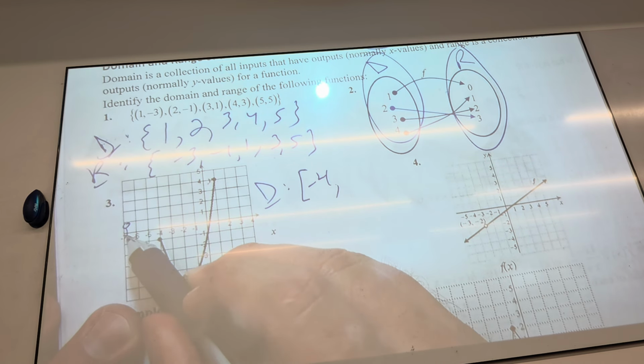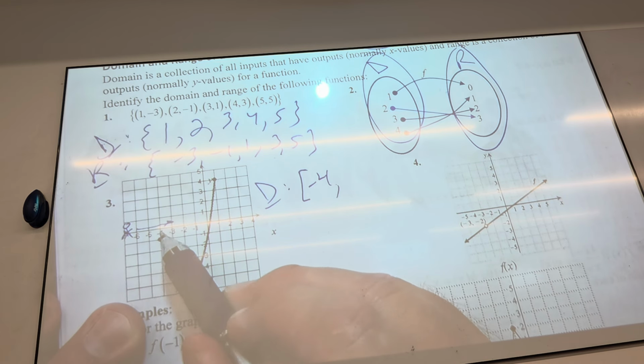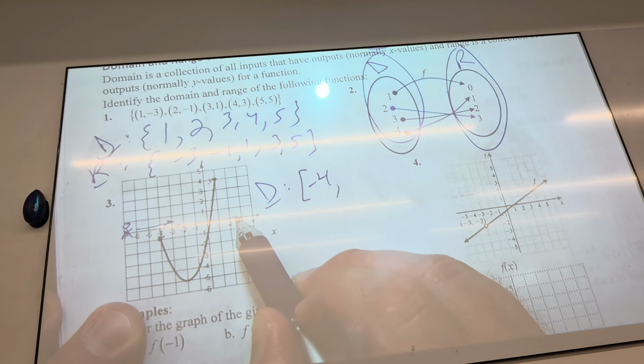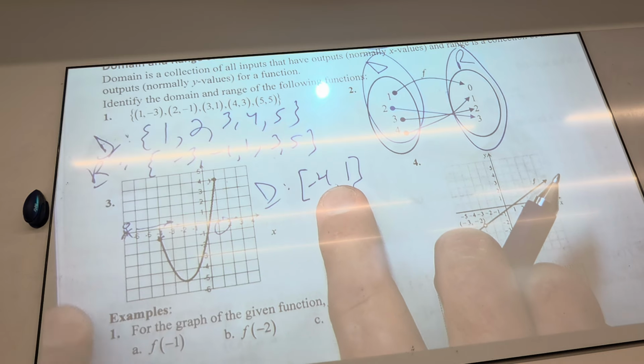So I have a little dude. See the little dude? Let him walk on the x-axis. The first time he sees the function is at -4. What's the last time he sees the function? 1. Those are all the inputs that have outputs.